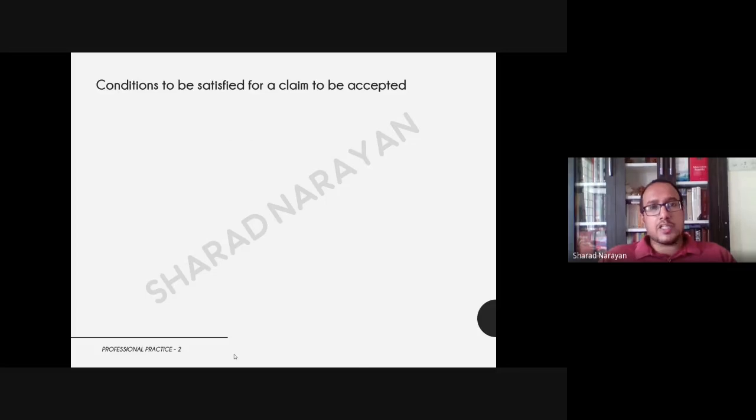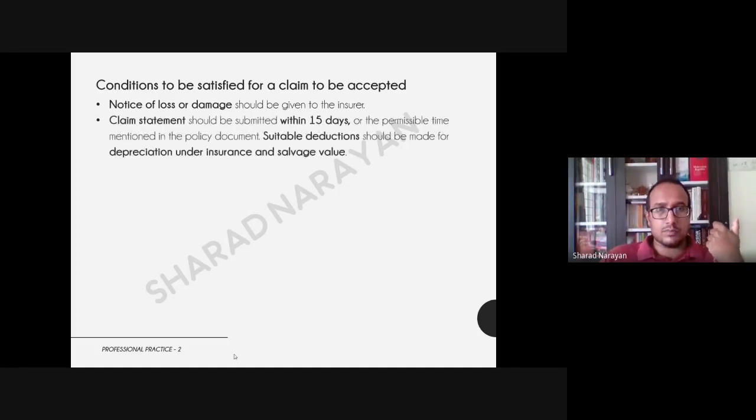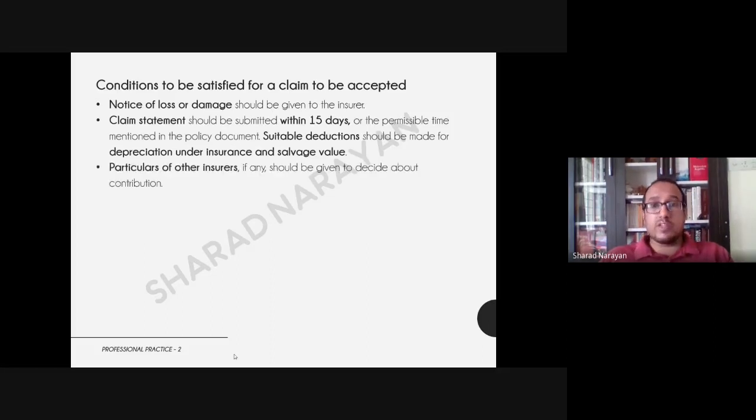Now, what are the conditions that have to be satisfied for a claim to be accepted? Firstly, you have to give notice of the loss or the damage to the insurer. Then you should submit a claim statement within 15 days or the permissible time which is mentioned as a part of the policy document. Suitable deductions should be made for depreciation under insurance and salvage value. Deductions under salvage value basically means those things which you have saved from the building and allowed to be not destroyed completely. Whatever you can salvage after the destruction.